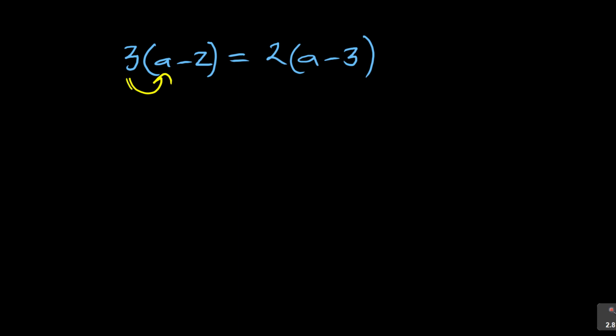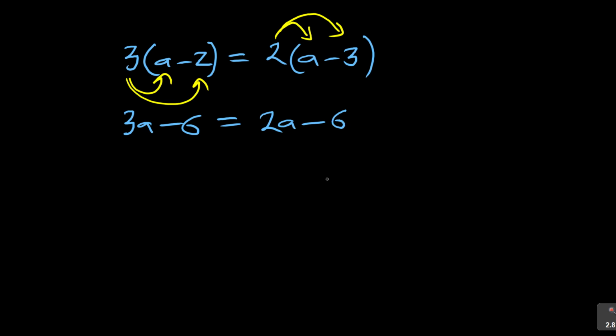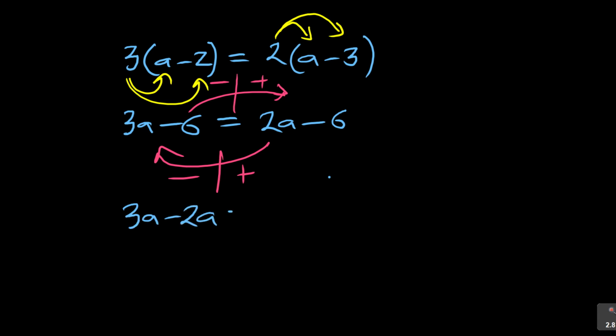You multiply this, you multiply this, you multiply this, you multiply this. 3 times a is 3a, 3 times 2 is minus 6, 2 times a is 2a, 2 times 3 is minus 6. Are you with me? From there, take what? 2a joins positive, negative. 6 joins negative, positive. So what will I have? 3a minus 2a is equal to minus 6 plus 6.